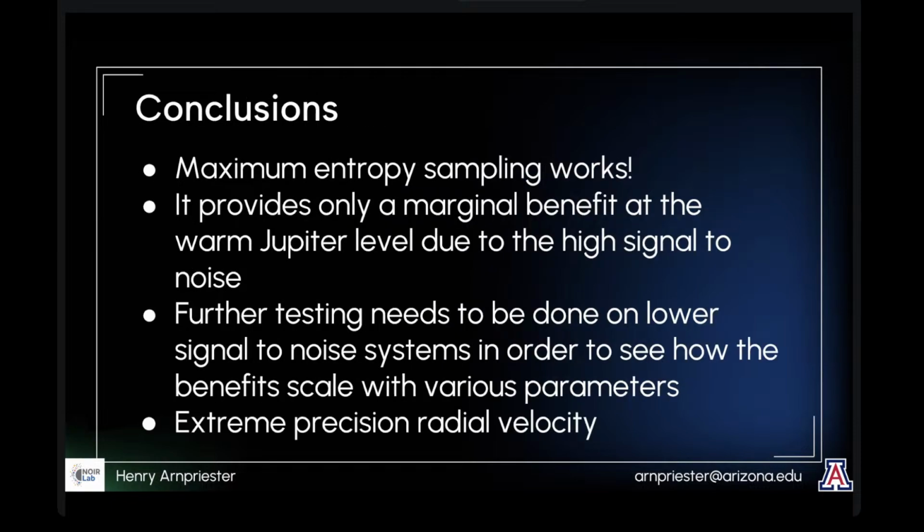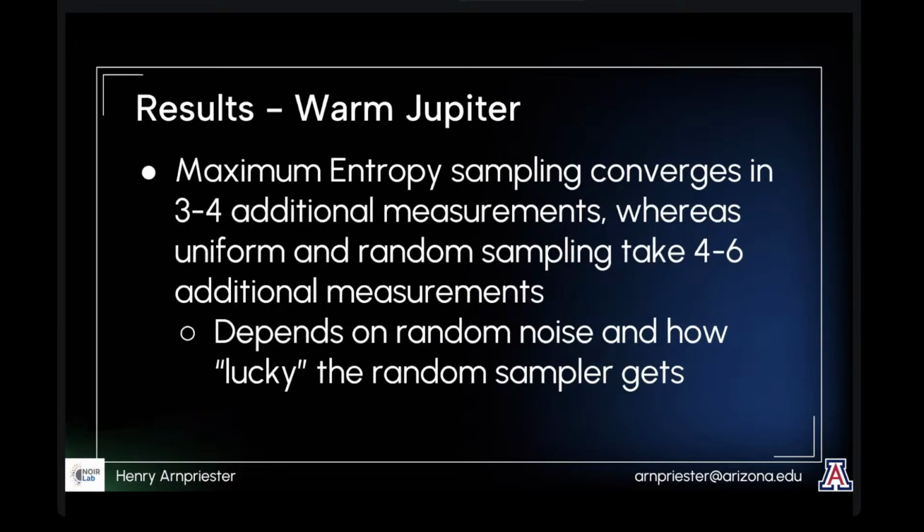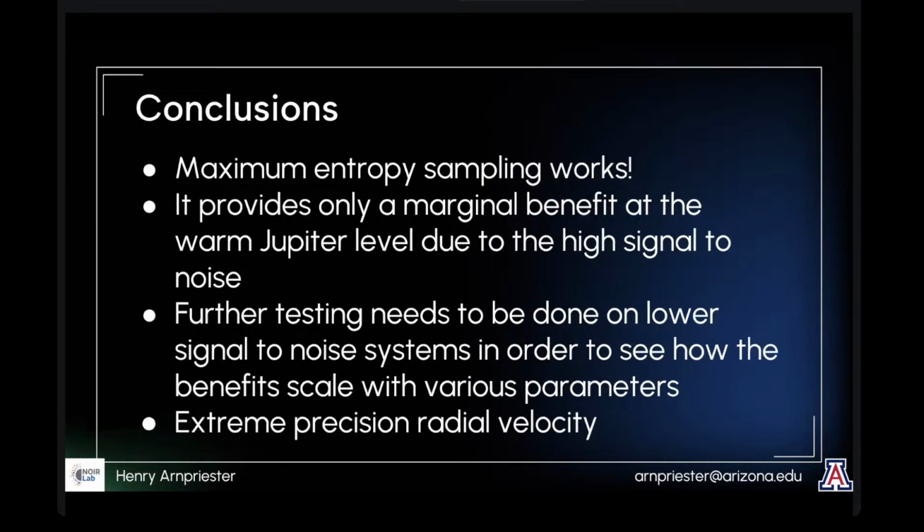What this tells us is that maximum entropy sampling works. It creates a statistically significant change in how much time you need to spend observing. On average, 2 to 3 observations, which in the scheme of things is a lot. That's a 25 to 30% reduction in how much telescope time you're using. But the really promising thing is that this probably isn't even as good as it can get. The marginal benefit that we get from warm Jupiters will be heightened when the signal to noise is worse.